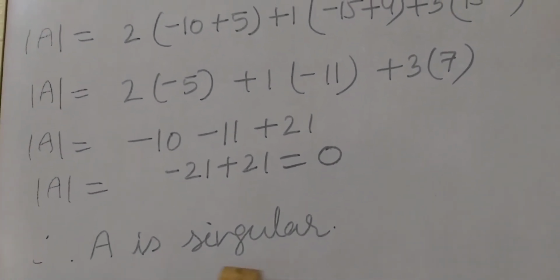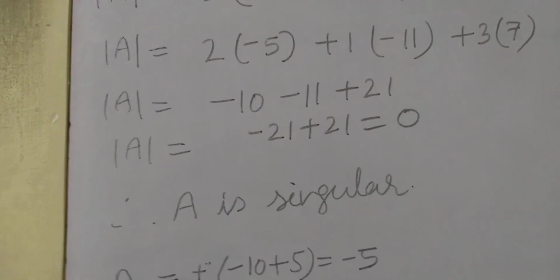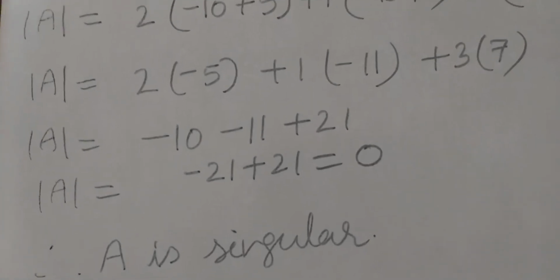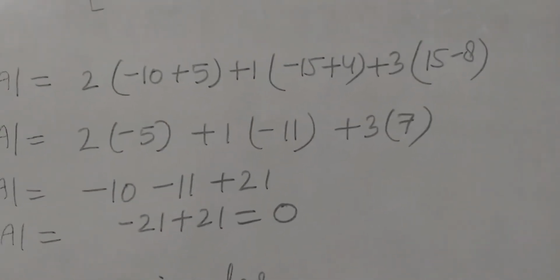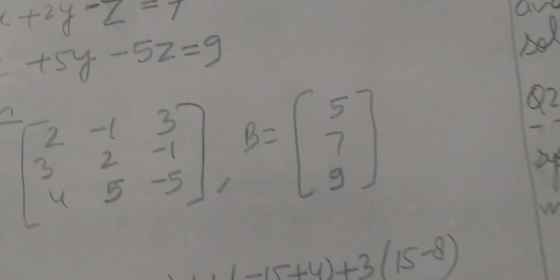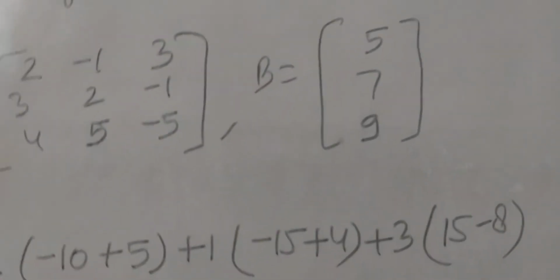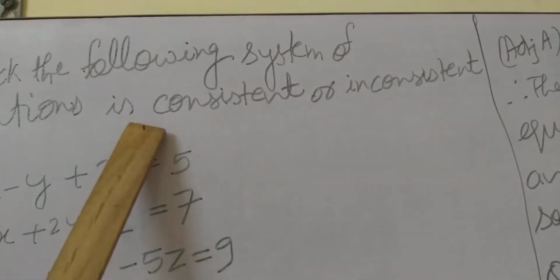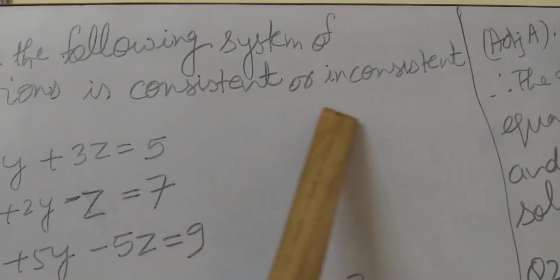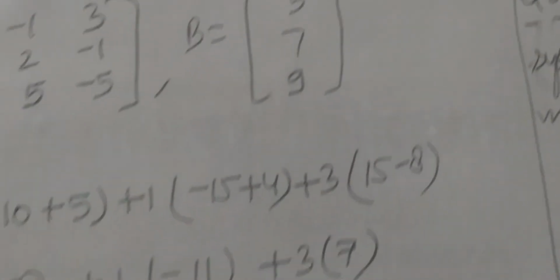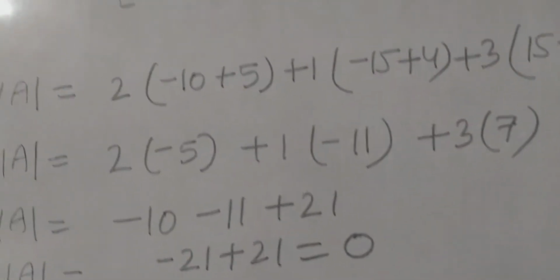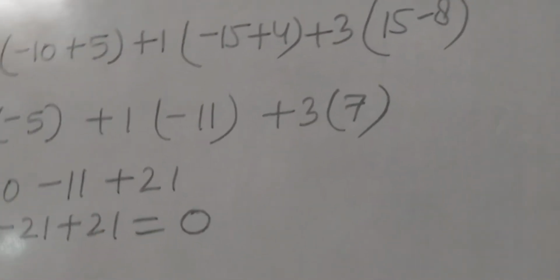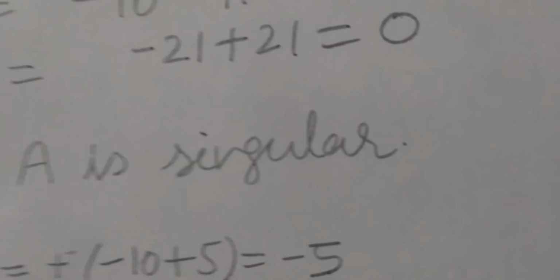So A is singular. Now students, A is singular, so we cannot say anything about consistent and inconsistent yet. Because it is a singular matrix and we have to check whether the given system of equations is consistent or inconsistent, to tell about it we have to find out adjoint A into B. Yesterday I told you.